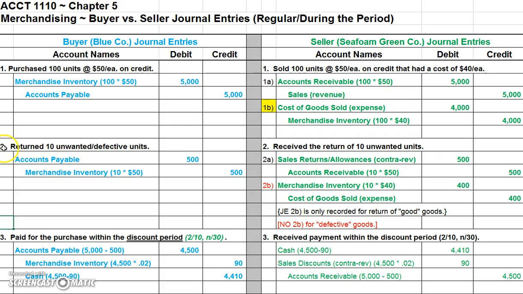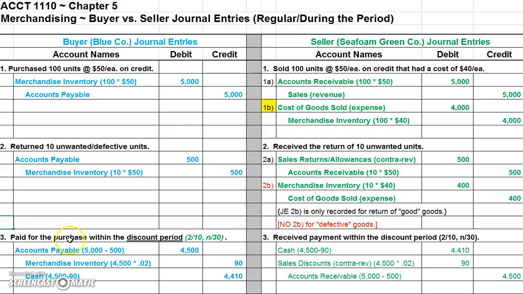Now, let's say in journal entry number 2 that Blue Company, the buyer, returned 10 unwanted goods. For this journal entry, we would debit accounts payable to take down our accounts payable by $500 and credit our merchandise inventory to take down our merchandise inventory by $500. That is for the 10 units at $50 each that we returned to the supplier or the seller because they were unwanted or defective.